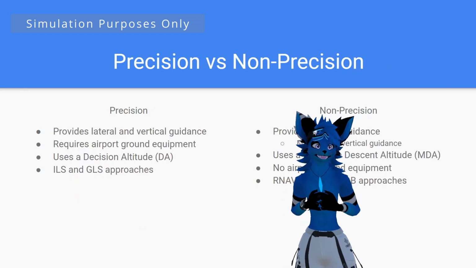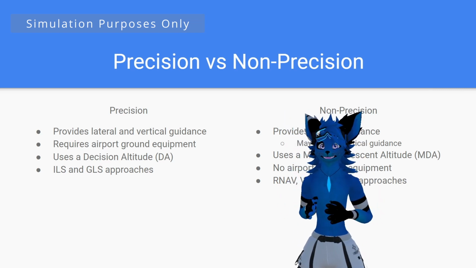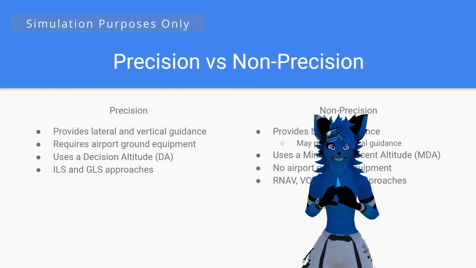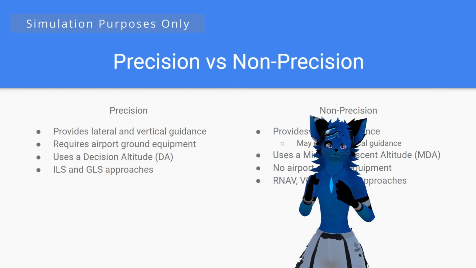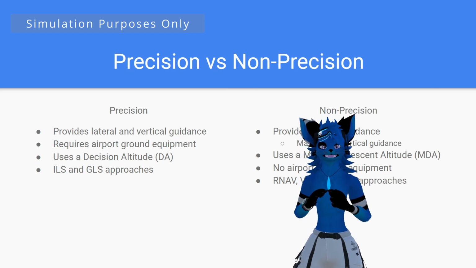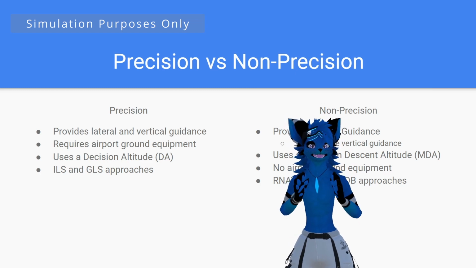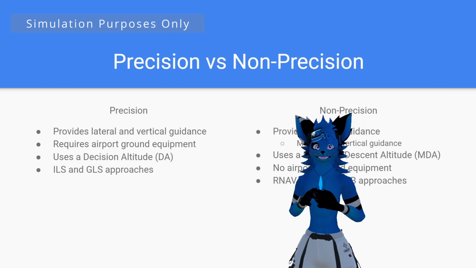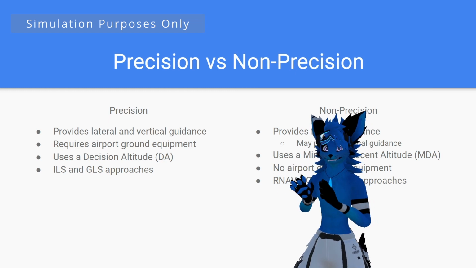So let's talk about the differences between precision and non-precision approaches, because whether an approach is a precision approach or a non-precision approach is going to affect how we are going to fly this approach and what's going to be expected of us. So precision approaches provide lateral and vertical guidance, meaning that it is both going to keep you aligned with the runway's extended center line, and it is also going to give you a flight path down towards the runway. Precision approaches will utilize equipment that is on the ground at the airport. For the minimum criteria, they use decision altitudes, which we'll talk about a little bit later on in the video. These are going to be your ILS and GLS approaches.